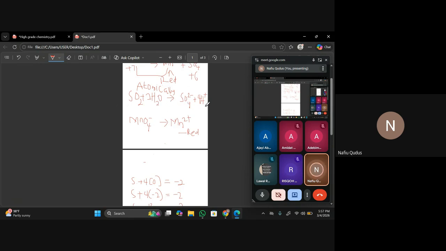Don't forget that this is oxidation, while this is reduction, right? Now, Mn here, we have 1 Mn. We also have 1 Mn. Fine. How many oxygen do we have here? 4. Do we have any oxygen here? No.